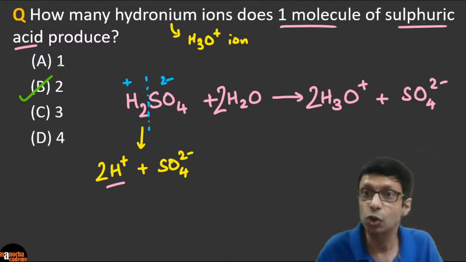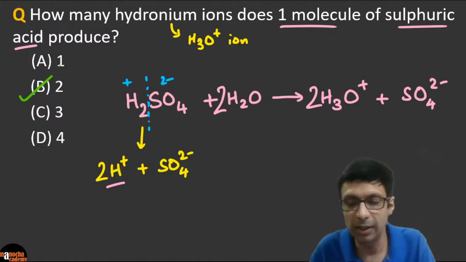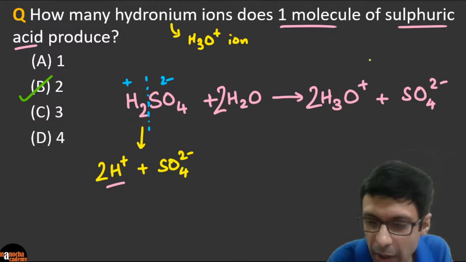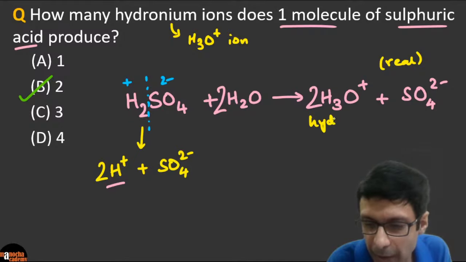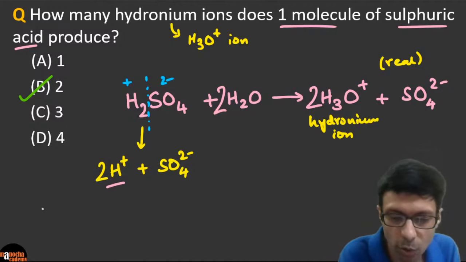Clear? And I can show you another easy way to think about this if some of you are confused with this. So this is the real equation that we talked about earlier in today's class. This is the real equation involving the hydronium ion. So let me show you a trick of how to analyze this equation. So how to do this?